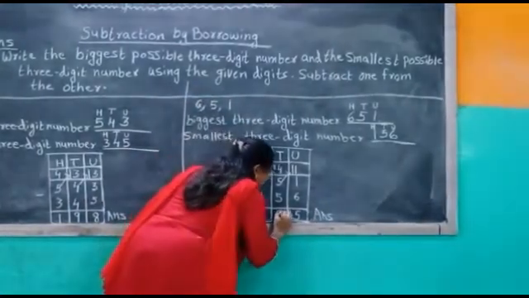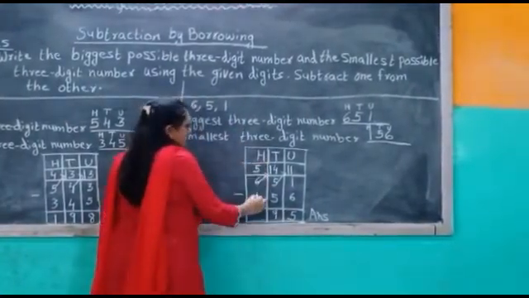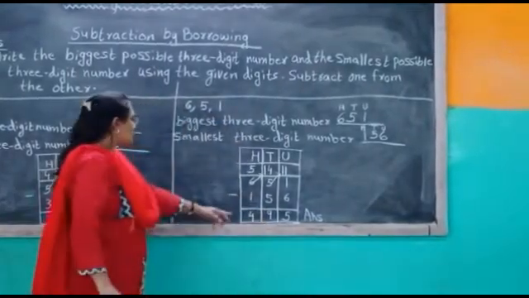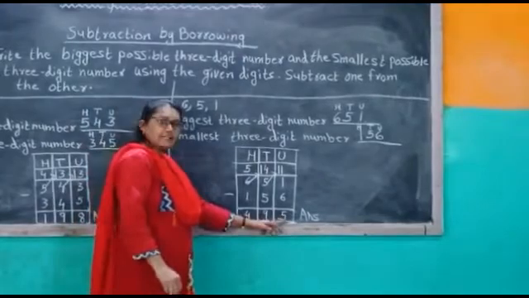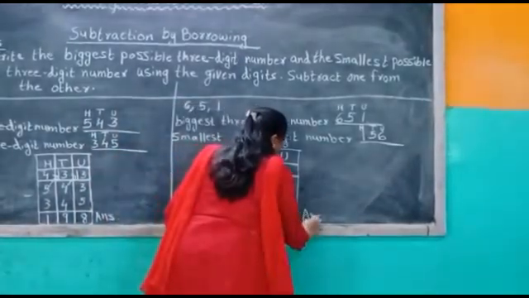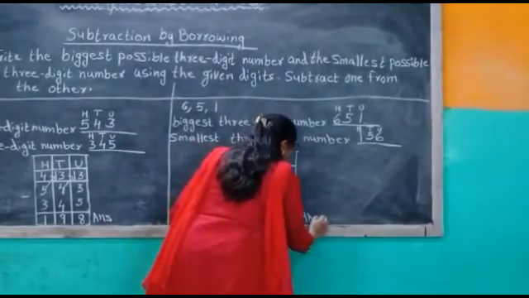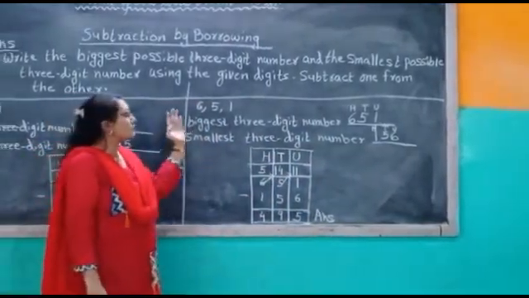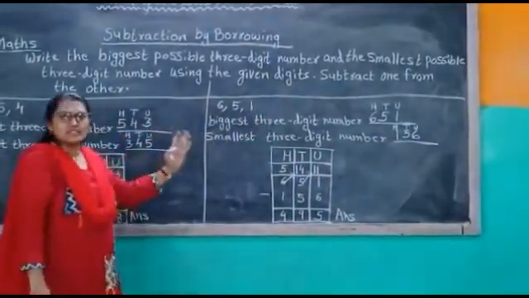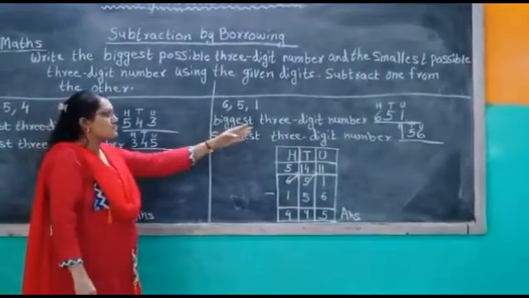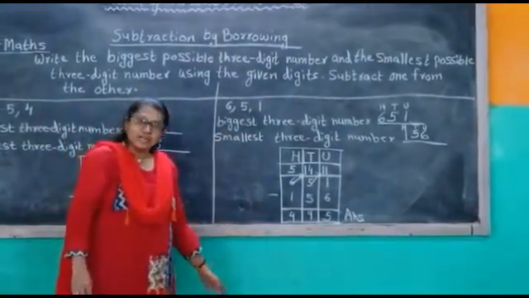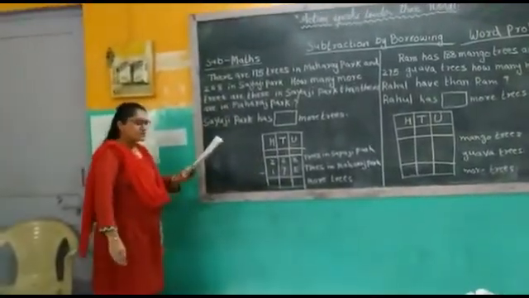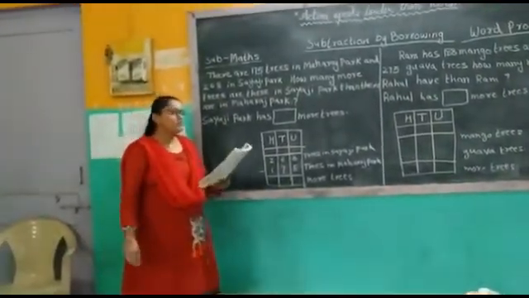Your answer is 9. And 5 minus 1, your answer will be 4. So your answer is 495. Already I have written here 495. So I think you understood how to find out biggest and smallest three-digit number and how to subtract one from the other. Now children, we will see on page number 59 word problems.